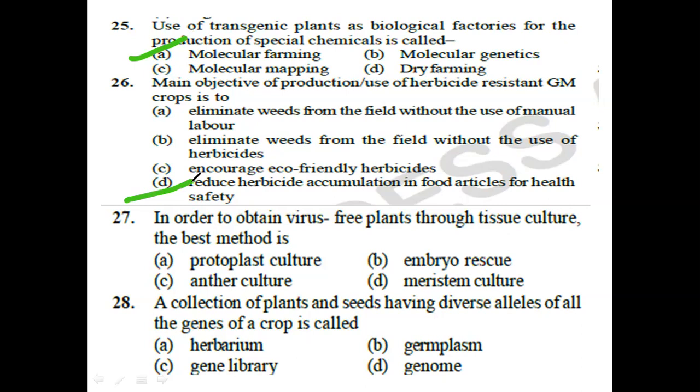Option D. In order to obtain virus free plants through tissue culture, the best method is protoplast culture, embryo rescue, anther culture, or meristem culture. The best method is meristem culture, the apical meristem, okay, shoot culture and the root tip culture. Collection of plants and seeds having diverse alleles of genes of a crop is called germplasm.